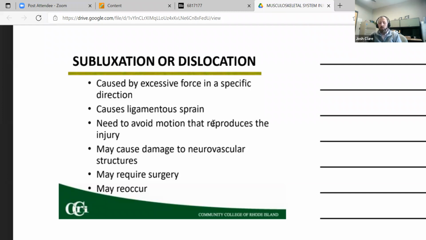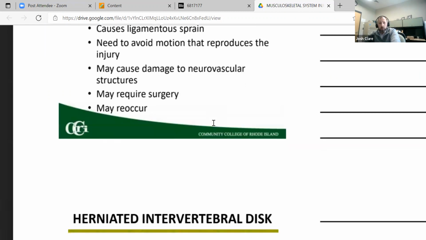So as we're rehabbing, we would need to avoid the motion that reproduces that injury until we're stable to do so. The big damage that can happen is we could damage those neurovascular structures. It's easy to think of in the shoulder: I have my brachial plexus and brachial arteries right in the anterior side. So if I dislocated the head of my humerus in that direction, we could really disrupt those. And that can have great consequences for me going forward. So it could require surgery. And it can reoccur. So that's one of the reasons why surgery to reinforce the ligaments and joint capsule can help.